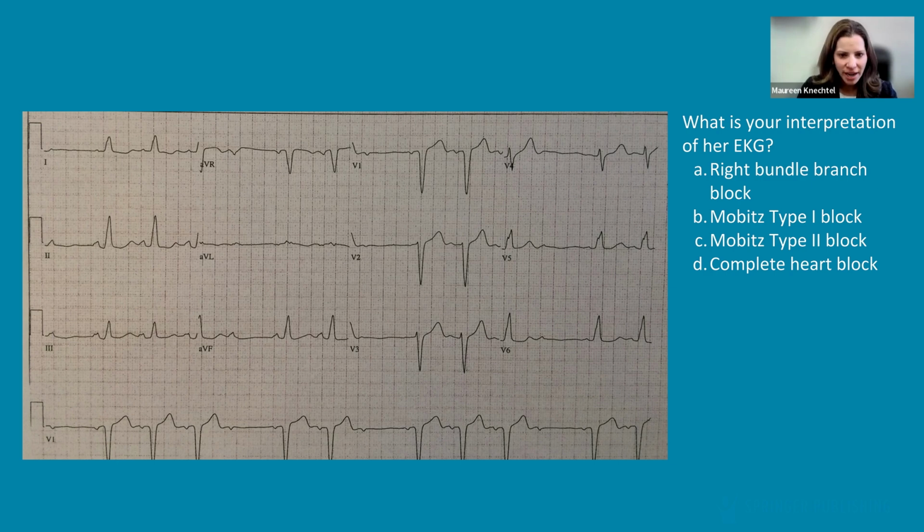We talked about why it's a Mobitz 2 and not a Mobitz 1. And then complete heart block is going to give a relatively regular rhythm with AV dissociation. This is not regular, and we don't have AV dissociation. There is definitely association between P waves and QRSs.